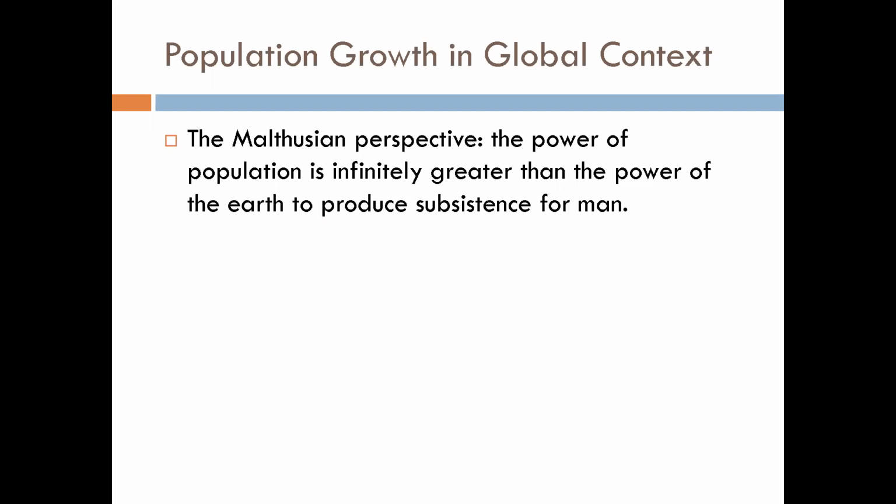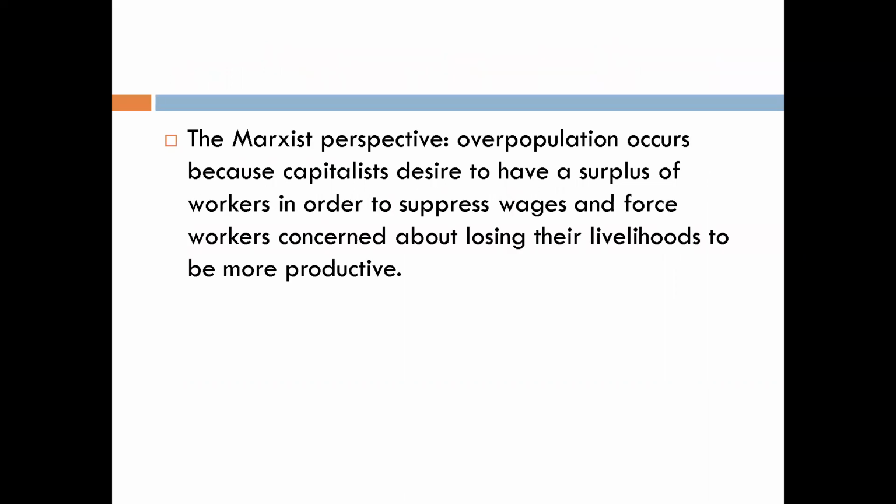We are comparing two basic factors for human life: human beings and the earth, and the population of human beings, not only one single human being. The power of population is infinitely greater than the power of the earth to produce subsistence for man. It is the Malthusian perspective.